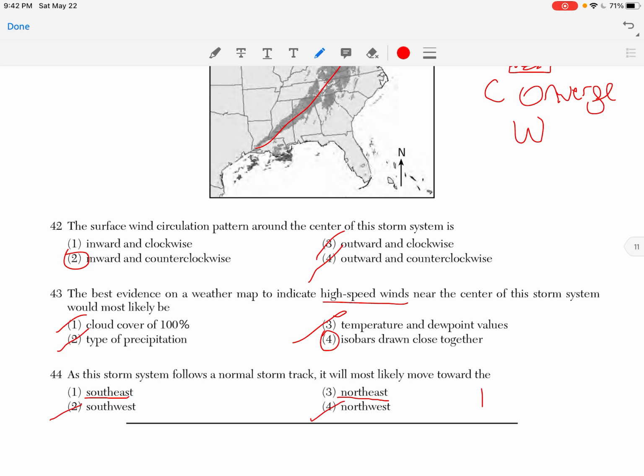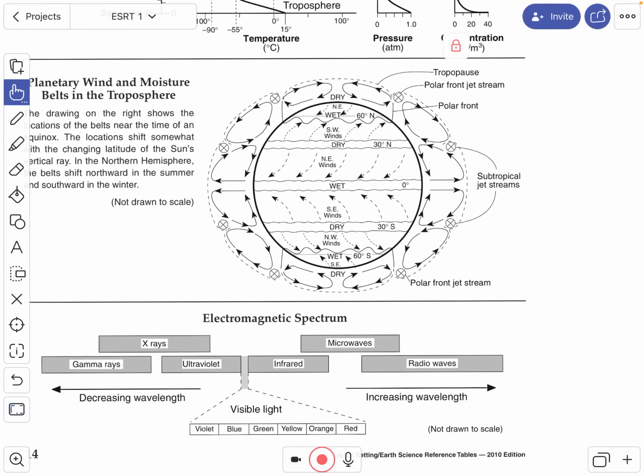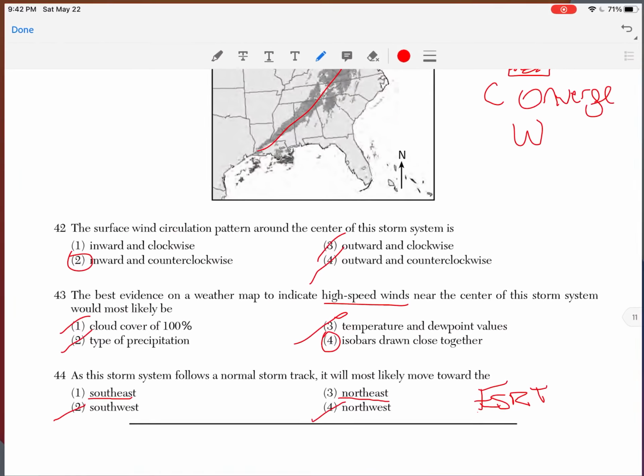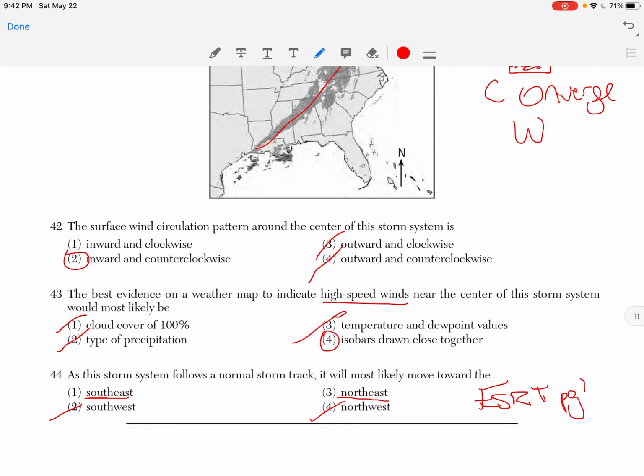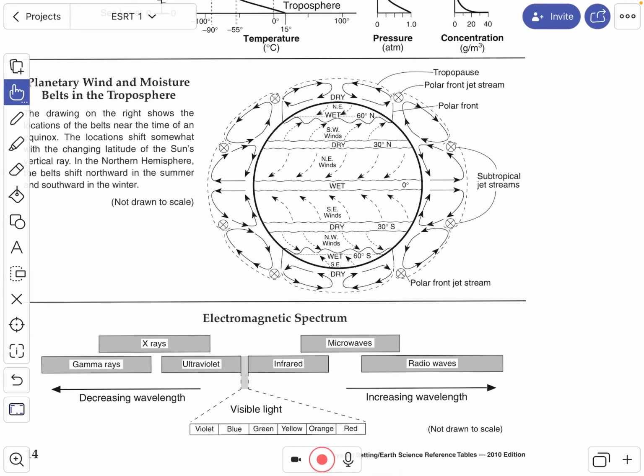And let's actually analyze your reference table for an answer to this question. This is from your reference table. And specifically, I forget the page number. Here it is. It is page number 14. Let me just write that down so you know. Page 14. Okay, and we're looking at this chart called Planetary Wind and Moisture Belts in the Troposphere.